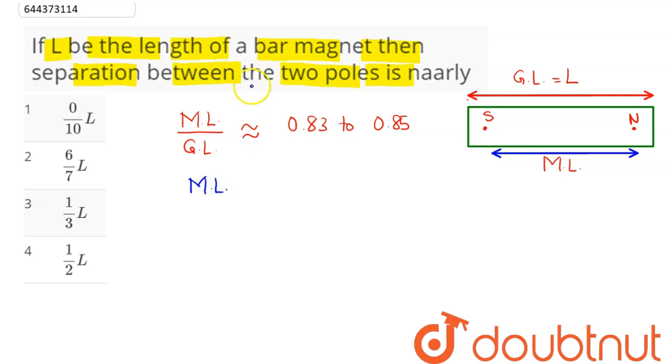Hence we can say magnetic length here is approximately, amongst the four options, 6 upon 7 times the geometrical length, which is equal to 6 by 7 times the L. Hence option 2 is the correct answer. That is, we can say the separation between the two poles is nearly 6L by 7. Hence option 2 is the correct answer. So 2 is our answer.